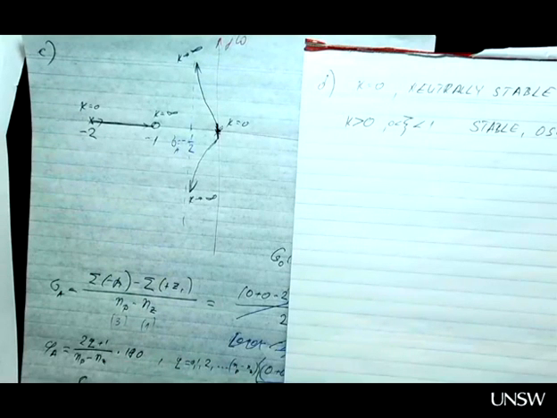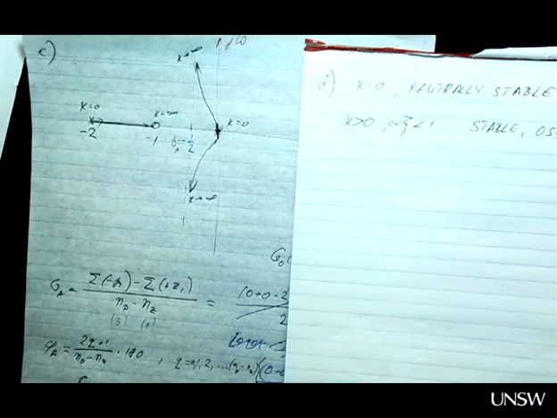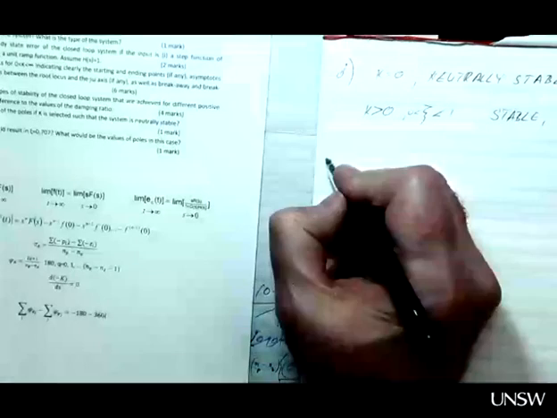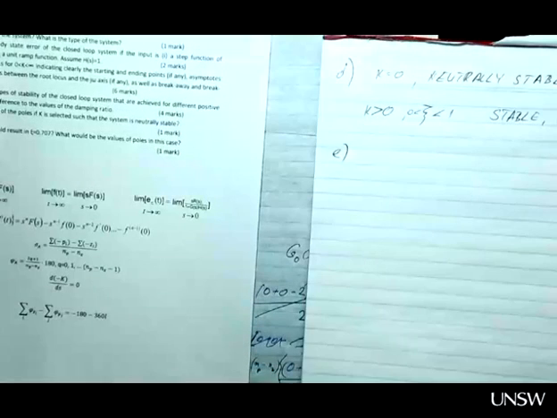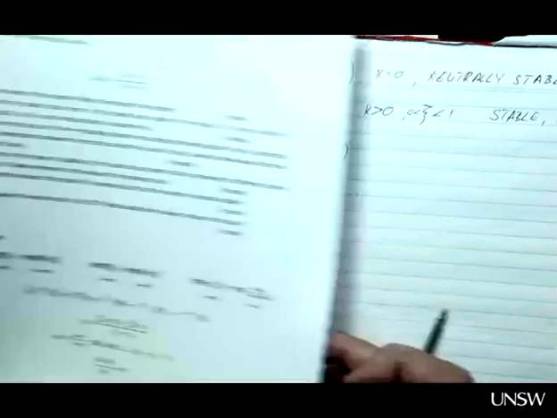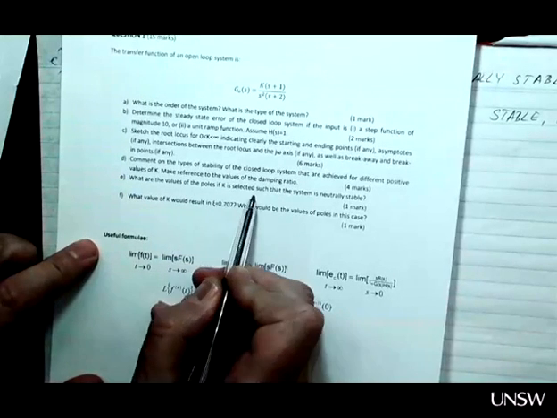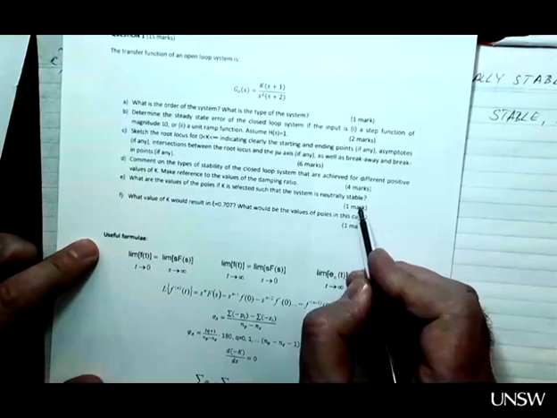So that would be the kind of comment we expect. Okay? Any other questions? There are no questions. E, running out of time. Part E. What are the values of the poles if K is selected such that the system is neutrally stable? This is effectively a very simple question.